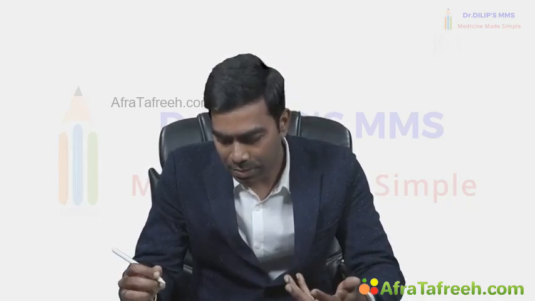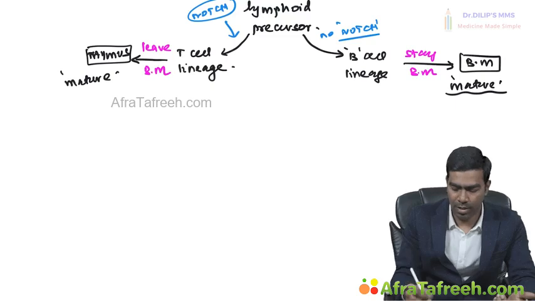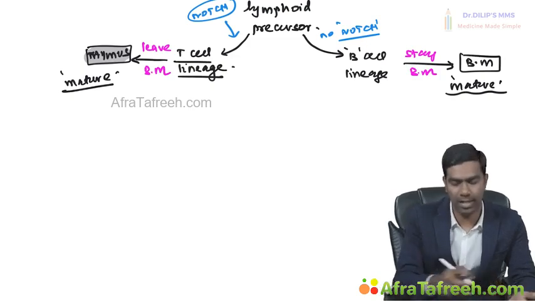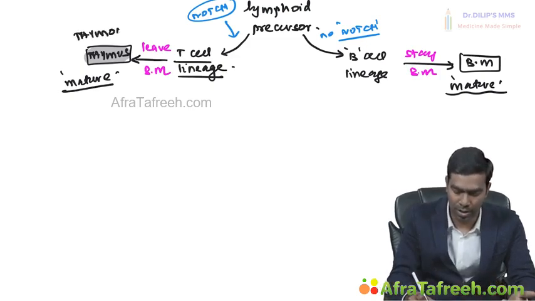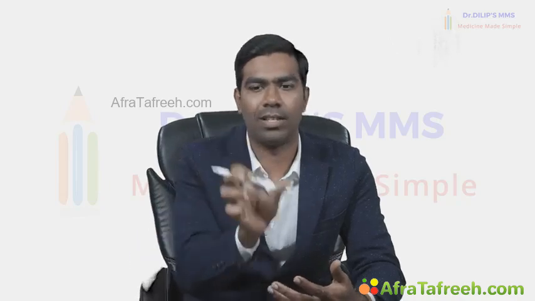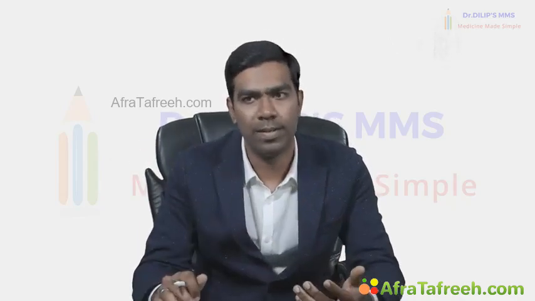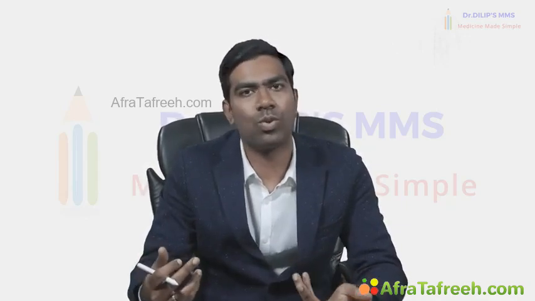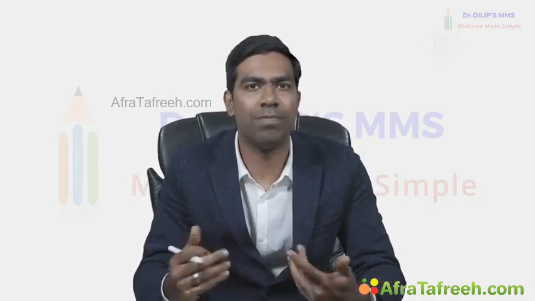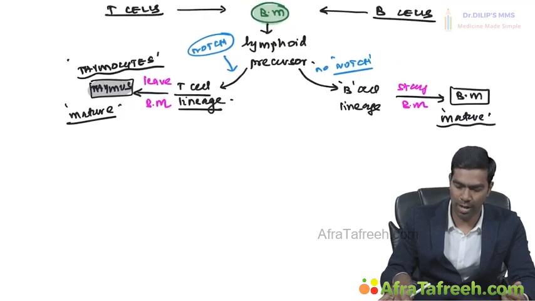Once the Notch signaling has been done and the T cell has committed, the thymus is the area where the T cells are going to mature. Once these T cell lineage lymphocytes enter the thymus, they are also called thymocytes, which means lymphocytes in the thymus. Many students confuse a thymic epithelial cell and a thymocyte. A thymic epithelial cell is a cell of the thymus gland itself, whereas thymocytes are the lymphocytes that enter the thymus. Okay, so let us move on.